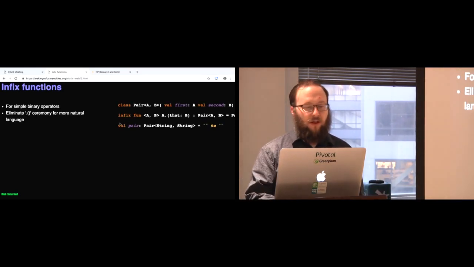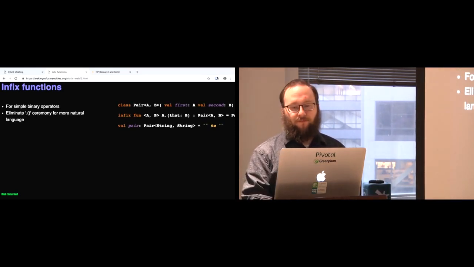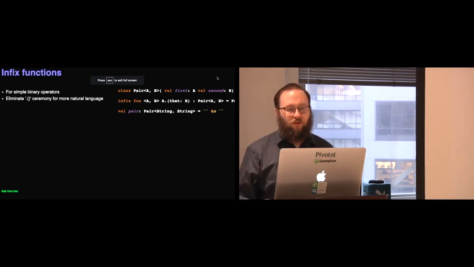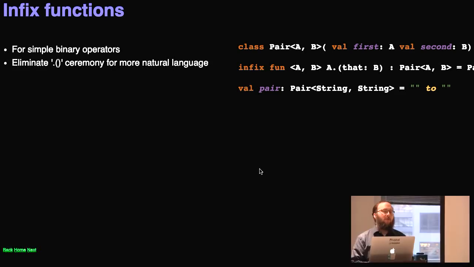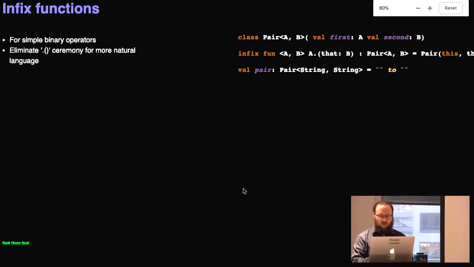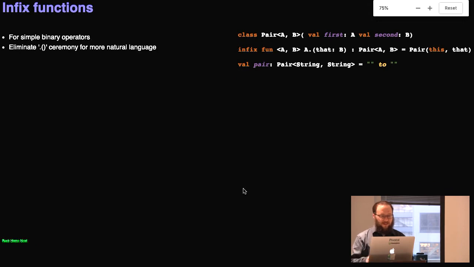So let's get into the Kotlin features that let us write DSLs. How do I zoom out on, I think the resolution on this is a little, sorry, what was that? Okay.